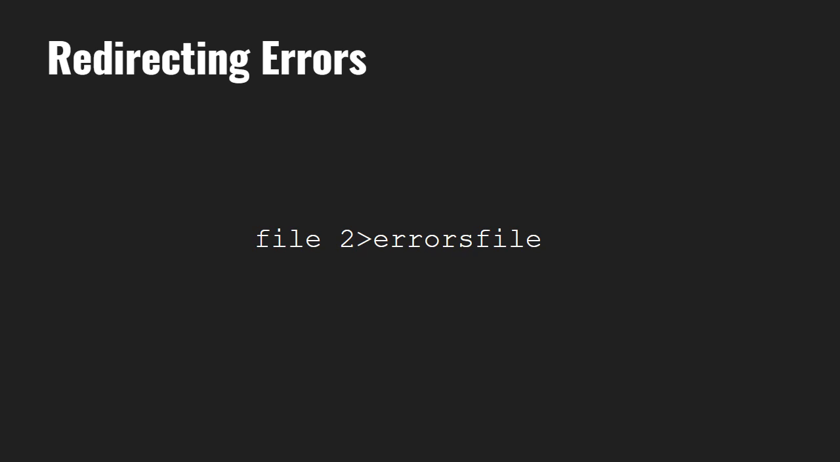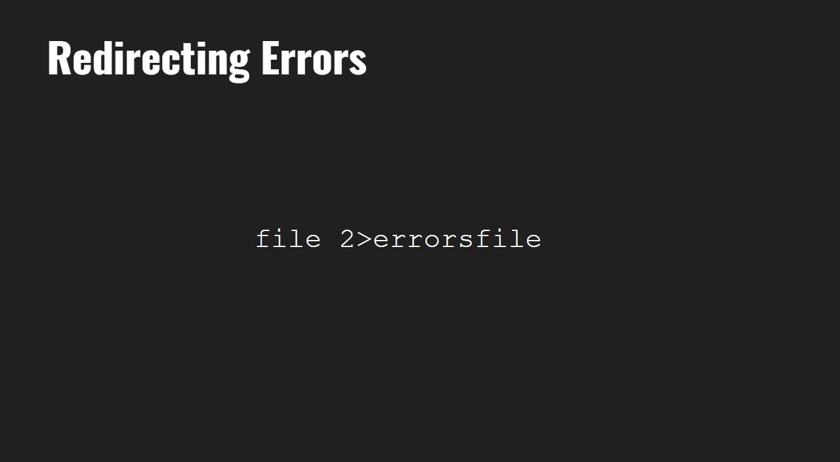In this example, we are executing a program named file. The file descriptor for standard error is 2. Using 2 greater than, we redirect the error output to a file named errorfile. Thus, the terminal output is not cluttered with errors, and all the errors would go into this errors file.